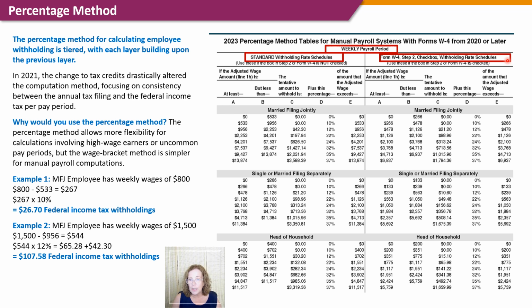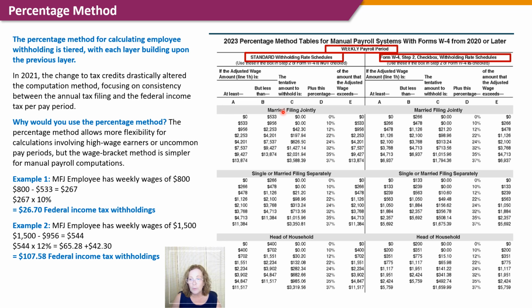Below that are the categories of marital statuses: married filing jointly, single or married filing separately, and head of household. If we look at the first section on the left side for standard withholdings and married filing jointly, we see that the table starts off with a range of $0 to $533, with a tentative withholding amount of 0, which basically means that if you have a weekly payroll and your filing status is married filing jointly and you make less than $533, your federal income tax withholdings are 0.